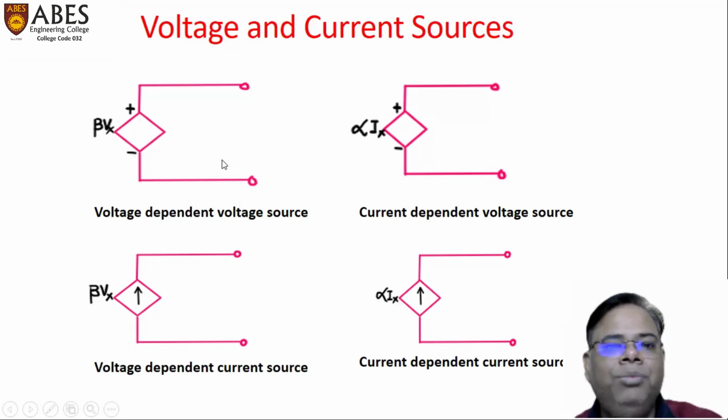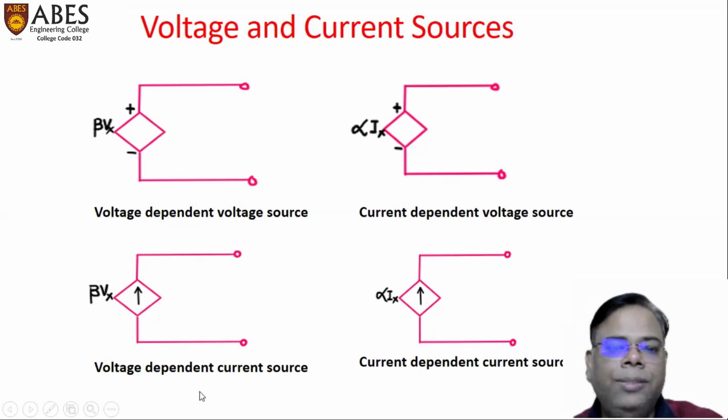A dependent voltage source can be divided into 2 types based on the parameter. The first one is the voltage dependent voltage source. It means the dependent voltage source depends on the voltage of some other element. In this symbol, this one is the current dependent voltage source. The dependent voltage source depends on the current level of another element. That's why this one is called the current dependent voltage source.